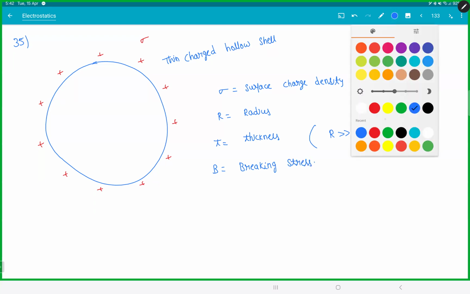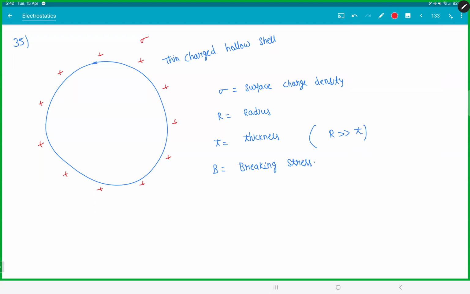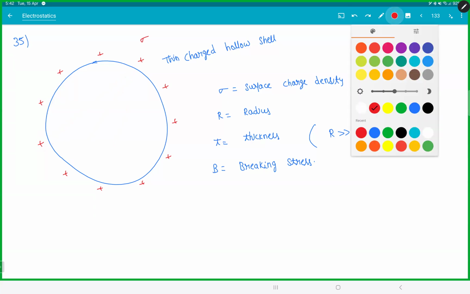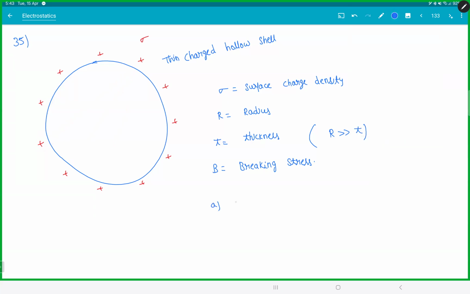Now see, what is happening here is if you put the charge on the surface, every charge here will repel every other charge, isn't it? So all the charges on the shell are repelling each other. That means the shell is under expansion. Is that making sense? The charges are repelling each other, but you're not letting them go away. So there is some kind of pressure on the shell. It's the first question: find the pressure on the shell.